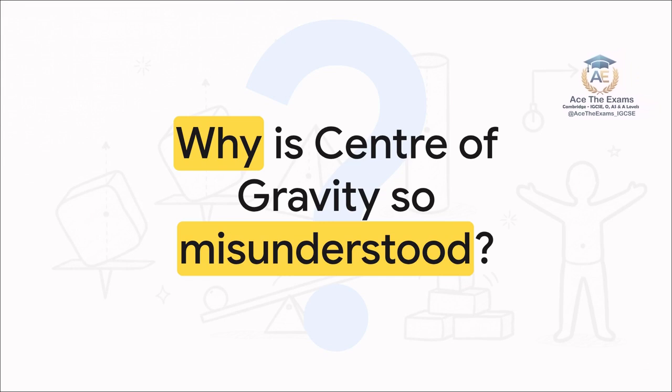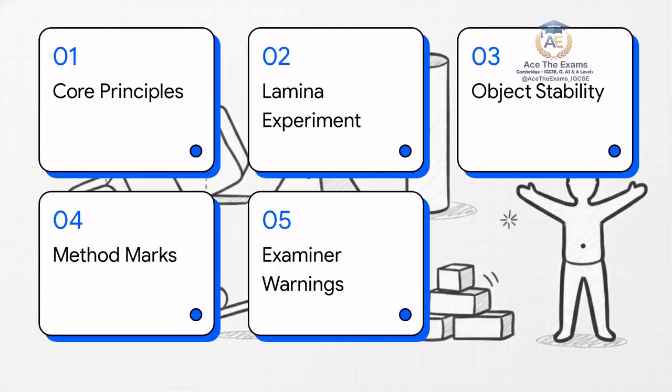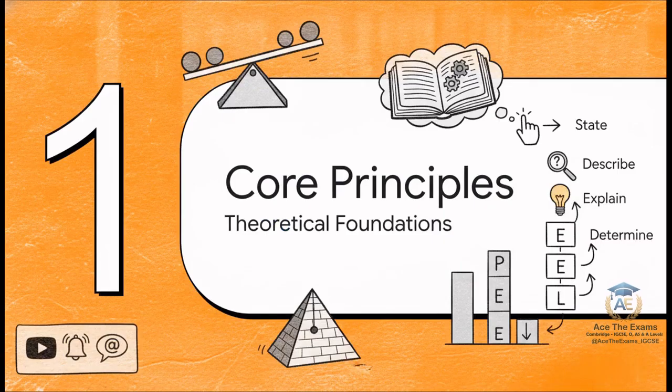It requires discipline. But over the next few minutes, we are going to systematically hack this exam structure together and turn every single one of those red marks into beautiful green check marks. Here is our quick roadmap for today. We'll be hitting core physics principles, moving on to the classic lamina experiment, diving into the stability of simple objects, revealing the method mark strategy, and wrapping up with the top examiner warnings. Let's jump right in. Starting off with Section 1, Core Physics Principles.